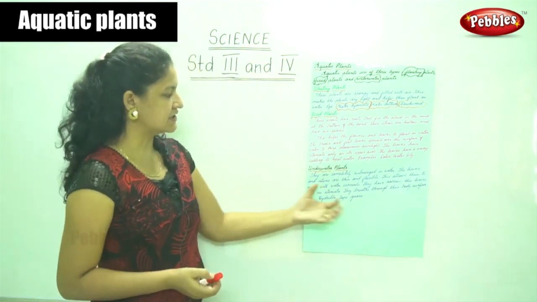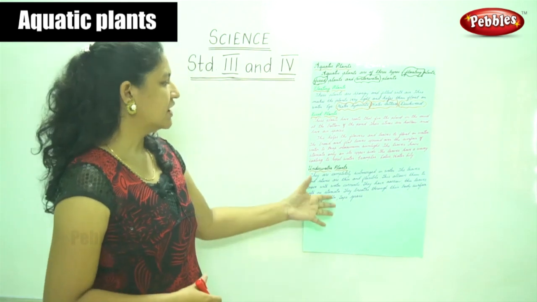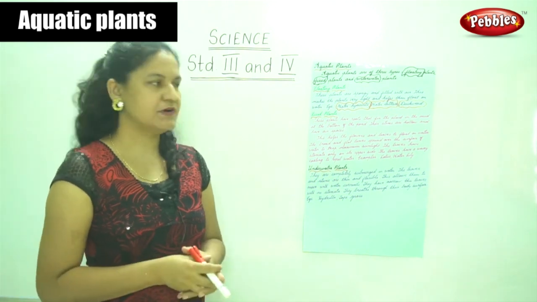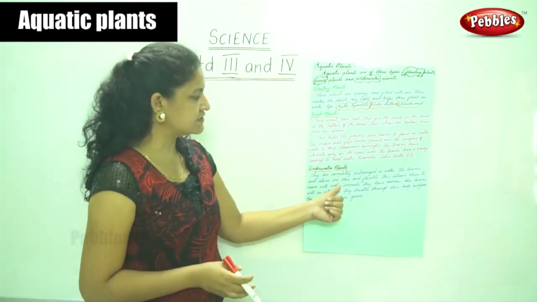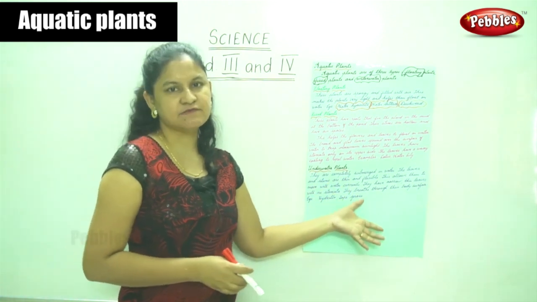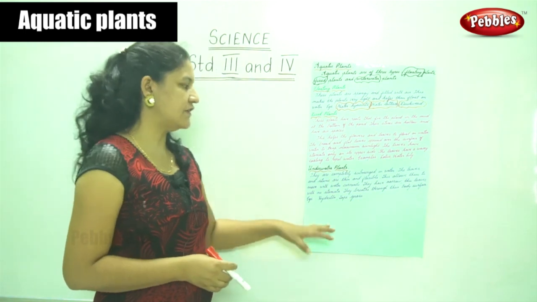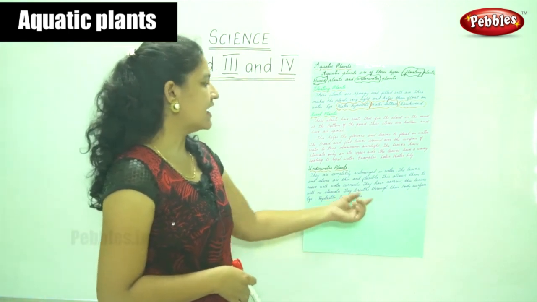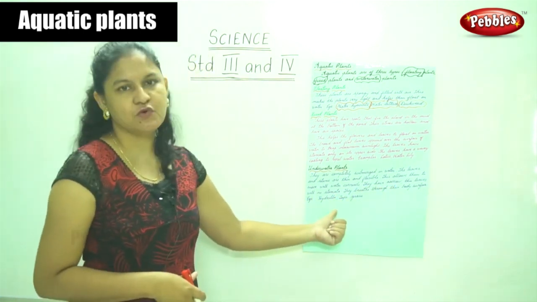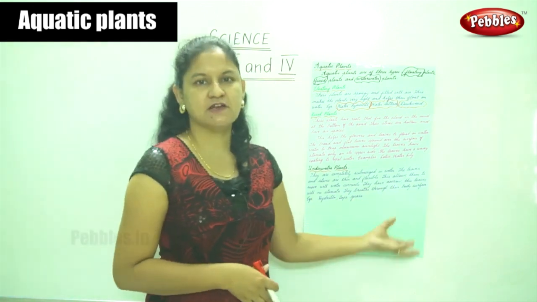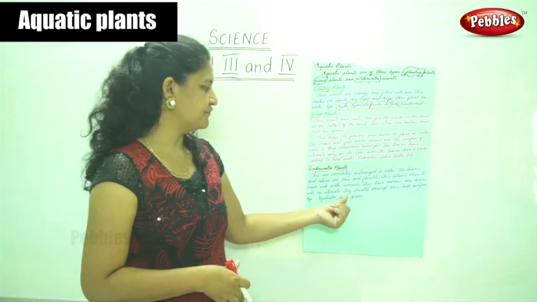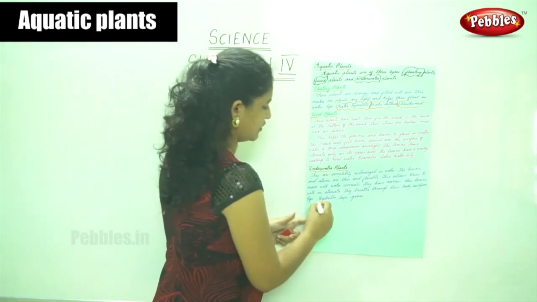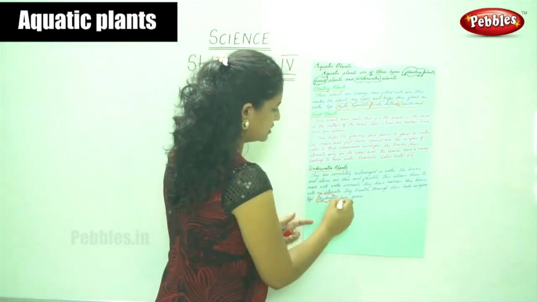The next aquatic plant is your underwater plants. They are completely submerged in water, and the leaves and stems are thin and flexible. This allows them to move with water currents. They have narrow, thin leaves with no stomata. They breathe through their body surface. Examples of underwater plants are your hydrilla and tape grass.